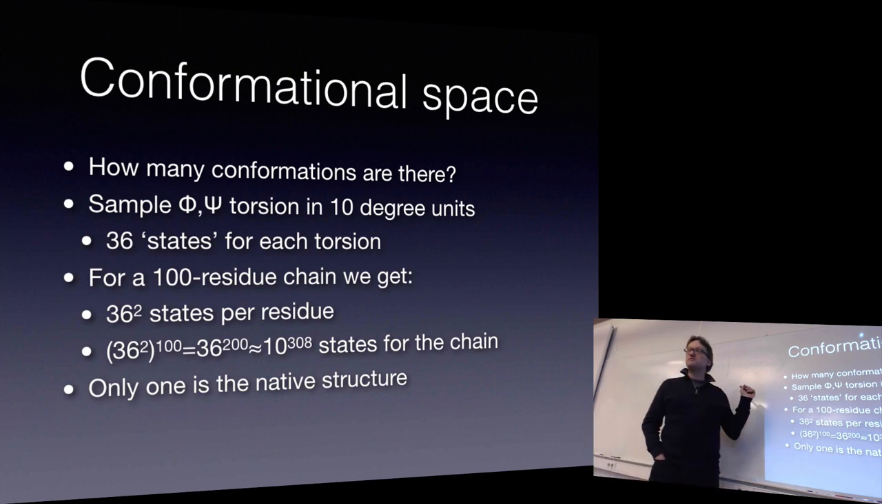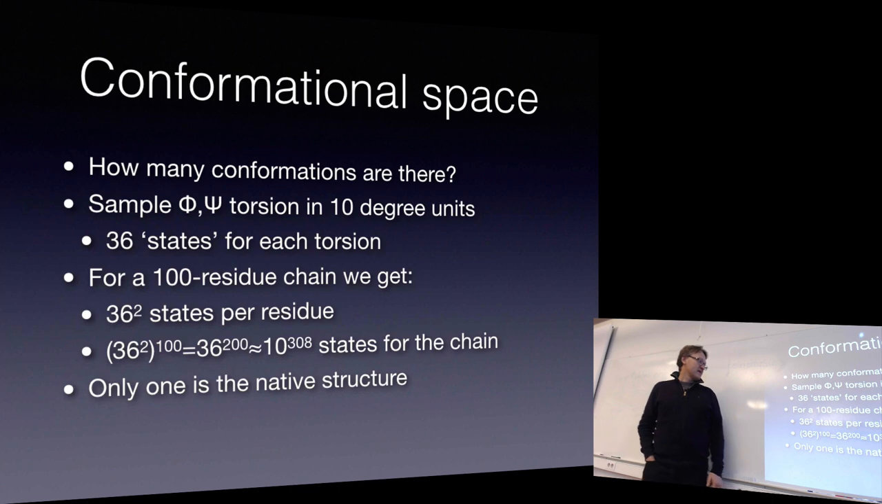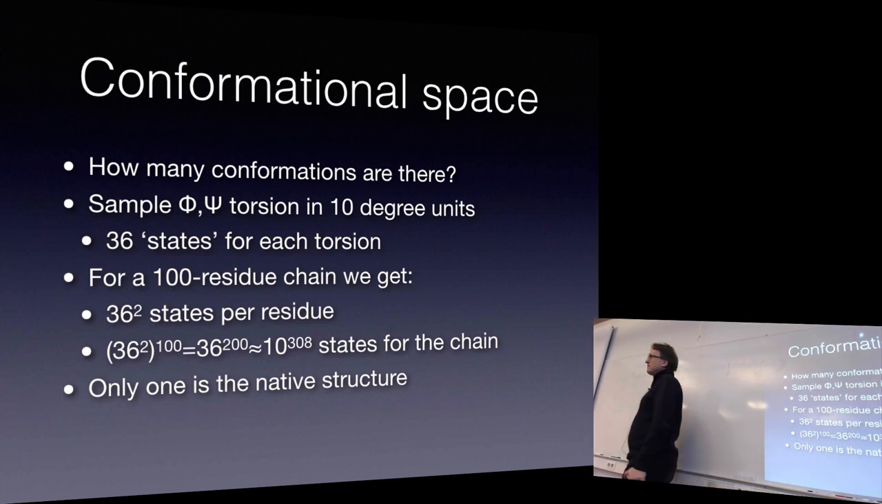And remember that list of proteins I showed you? The smallest protein in that list was 104 residues. And if we again assume that each residue is roughly independent of the others, well, there are 100 different residues, so we should raise that to the power of 100. So multiply that number 100 times. That's roughly 36 to the power of 200, or 10 to the power of 308.